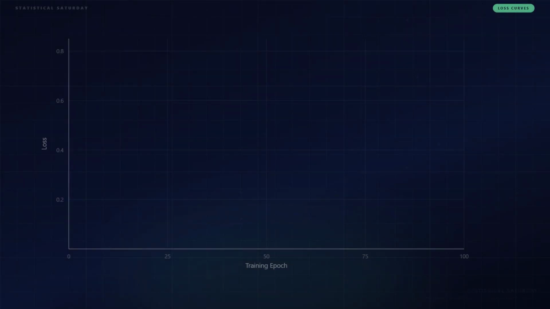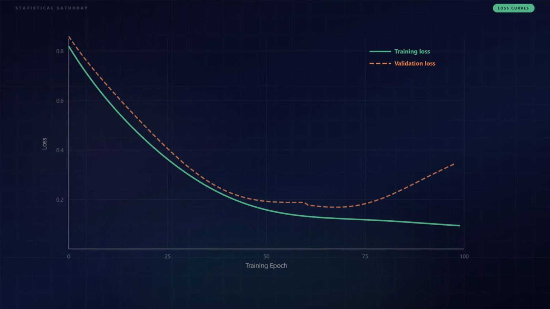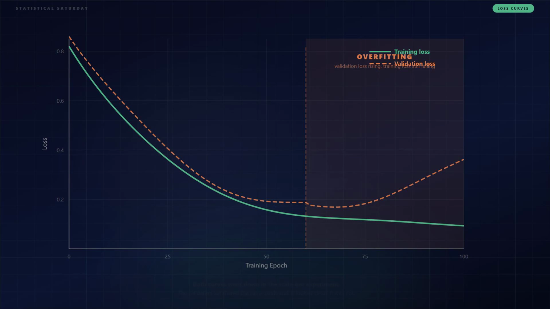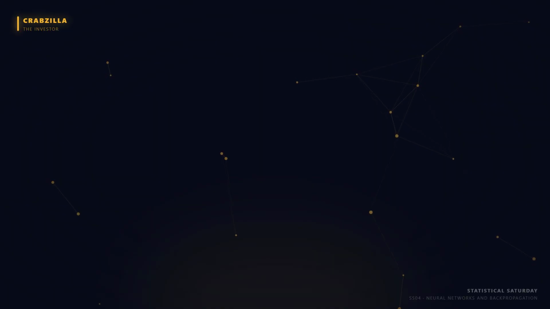A well-behaved training run produces two curves, training loss and validation loss, both declining. They should stay close together. When validation loss stops declining while training loss continues to fall, the model is memorizing the training set. It is fitting features specific to your training examples, noise, acquisition artifacts, the scale bar. Those features do not generalize. This is overfitting. Our training and validation loss both went down.